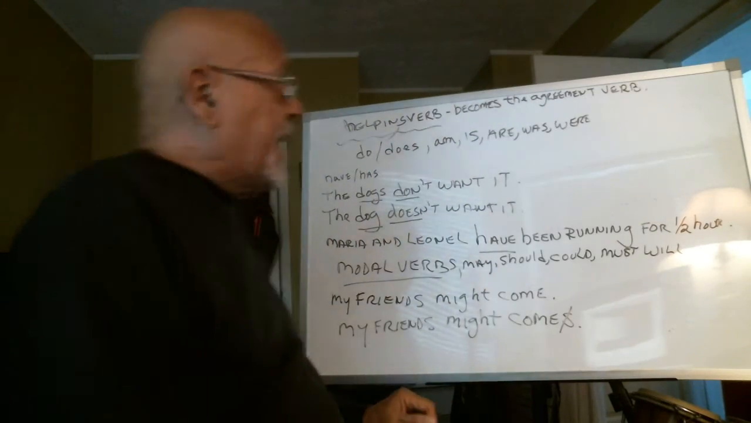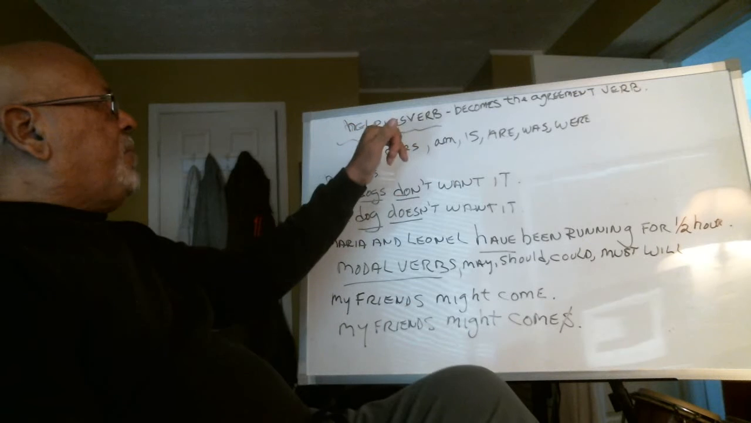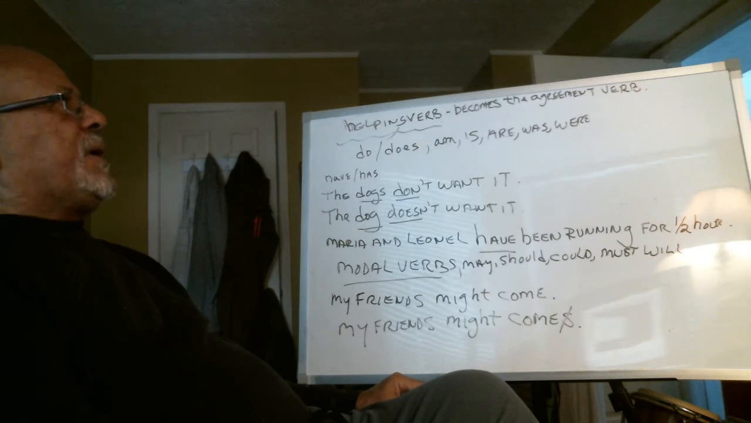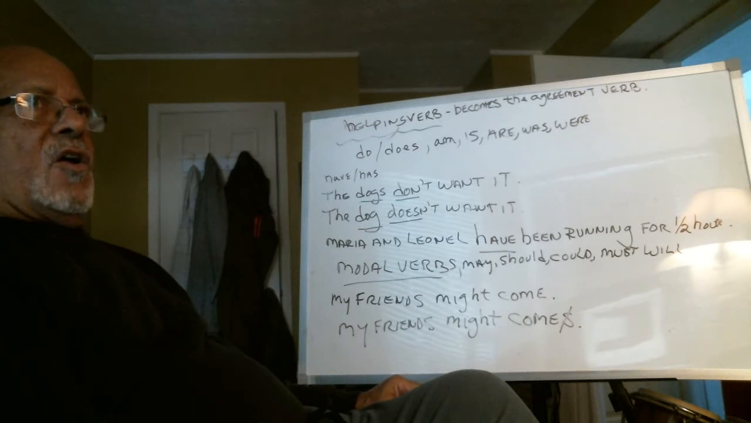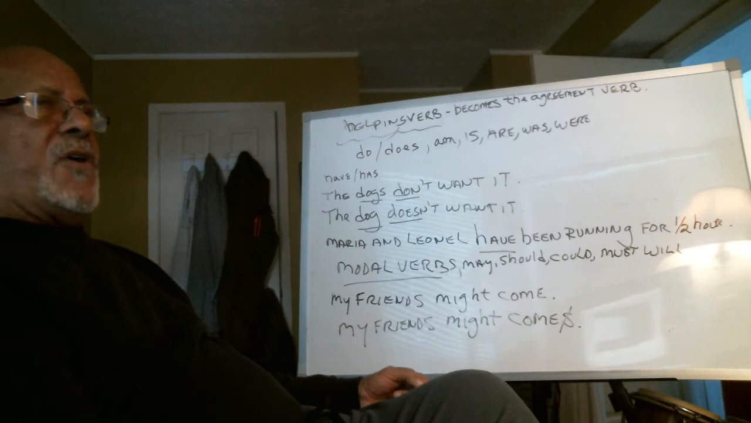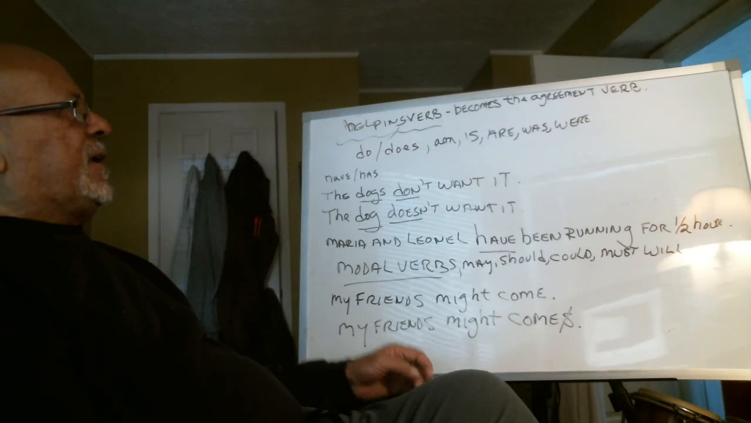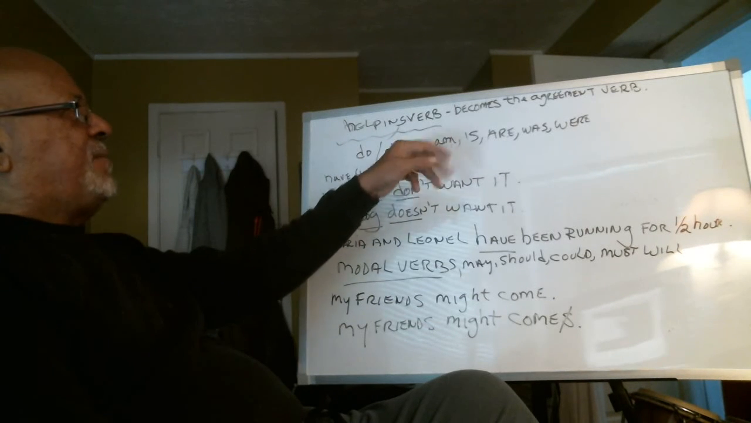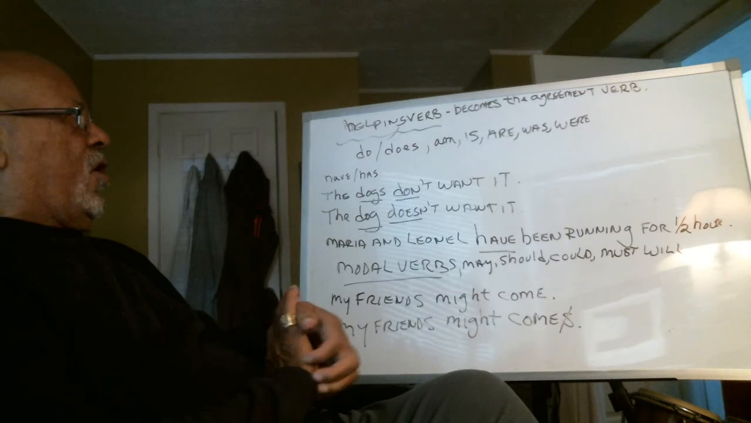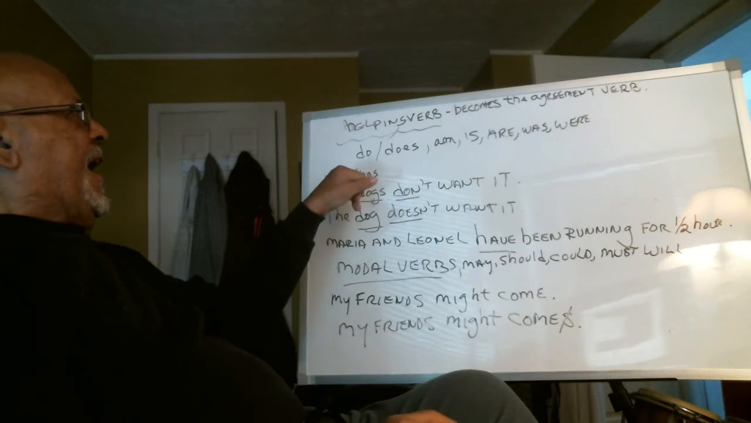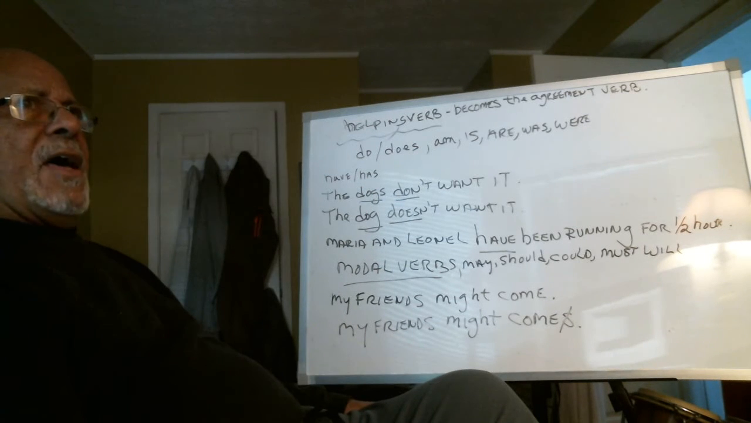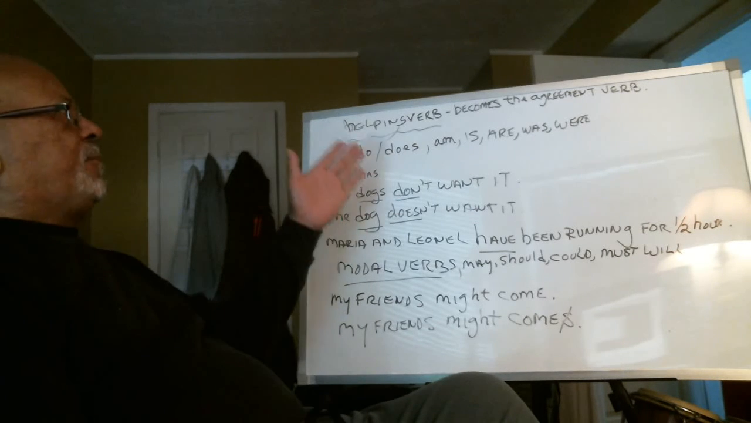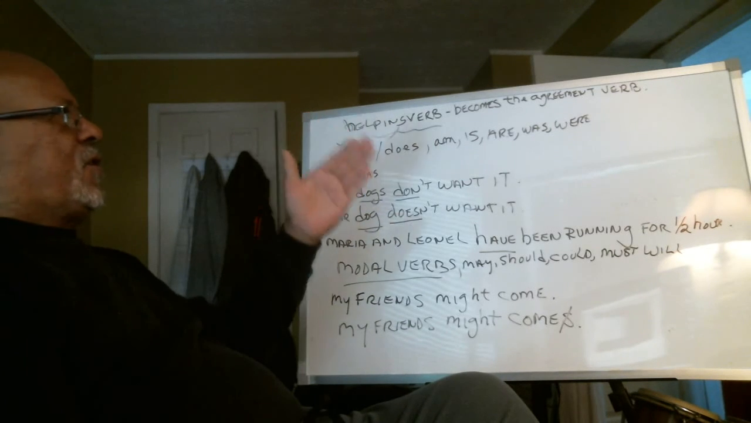Okay, so let's look at helping verbs. The helping verb becomes the agreement verb. Again, the helping verb becomes the agreement. Some helping verbs: do, does, am, is, are, was, were, have and has. Those are some helping verbs. Okay, again, the helping verb becomes the agreement verb.